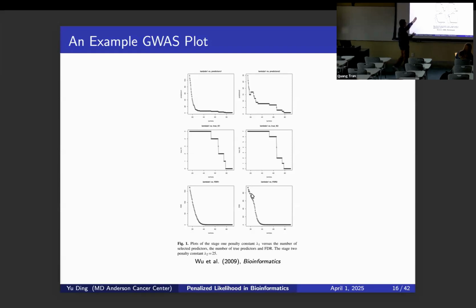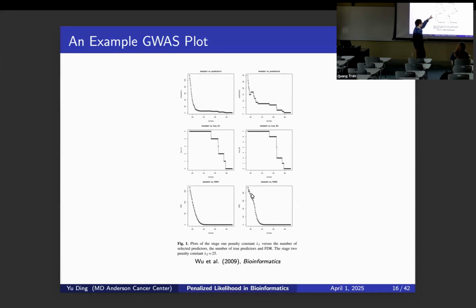Okay, let's talk about the second. What does this mean? As usual, the x-axis is the value of lambda, and the y-axis is the number of true predictors kept by the final estimation results. So here I will say 0, 1, 2, 3, 4, 5. In this case, we have 5 true predictors.